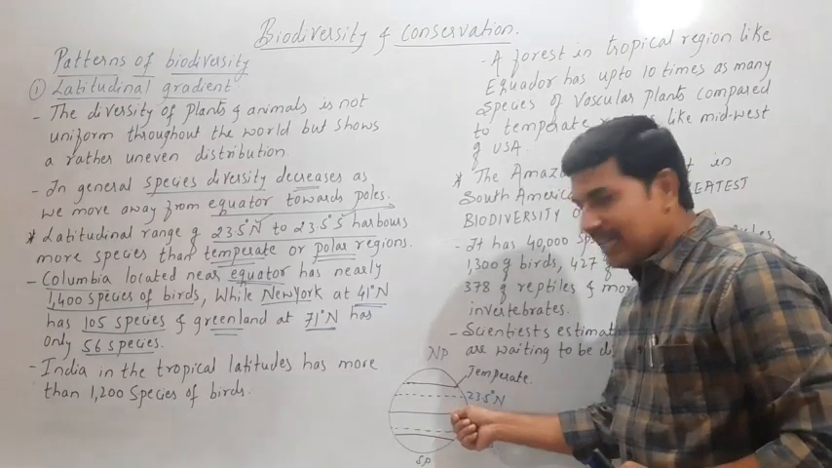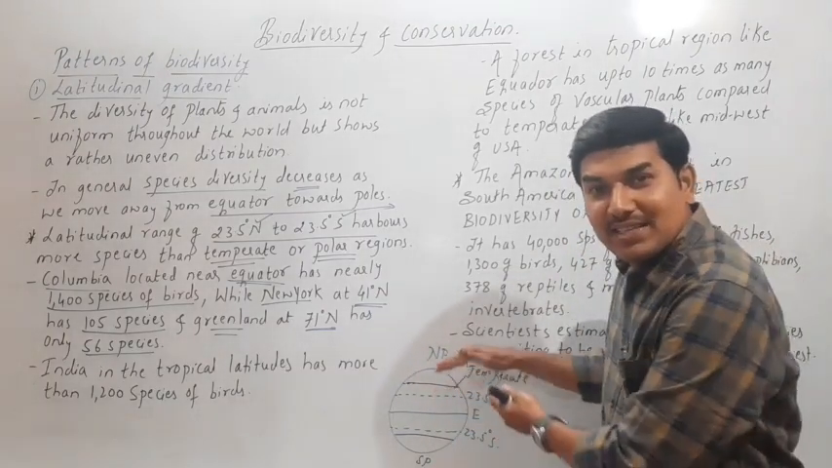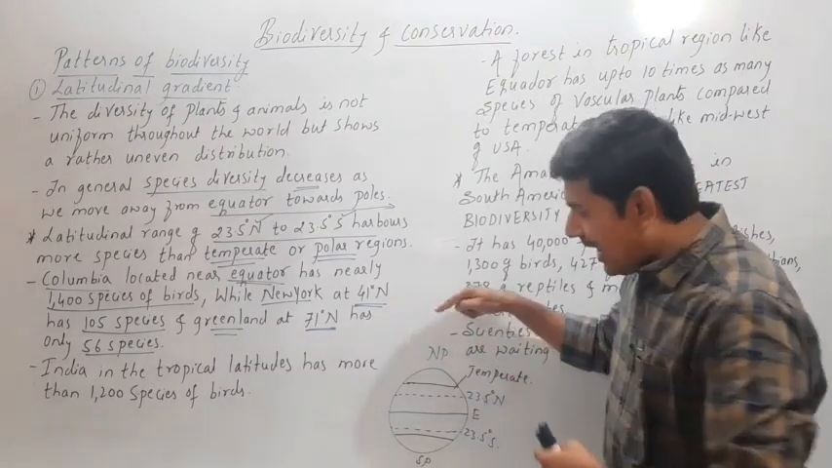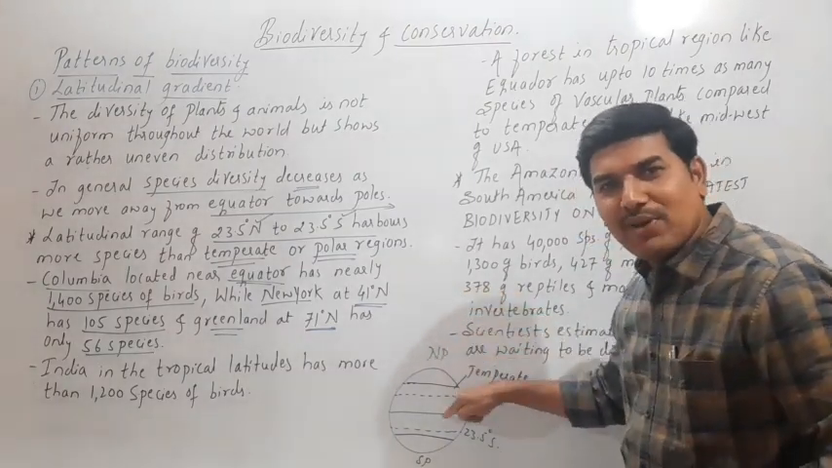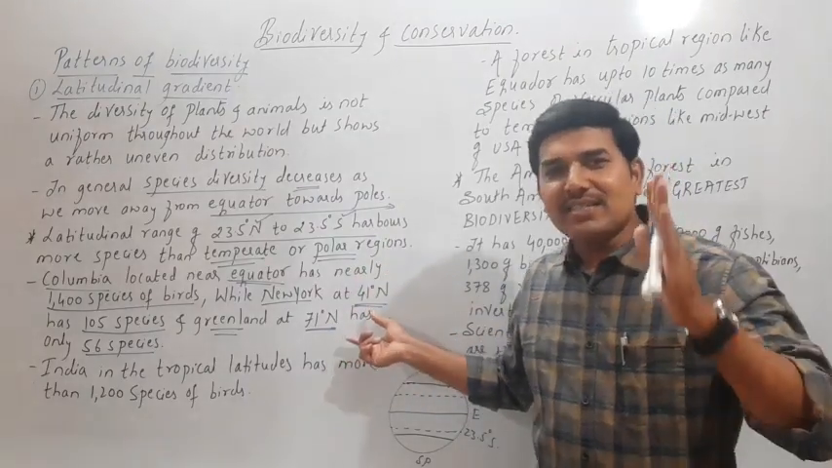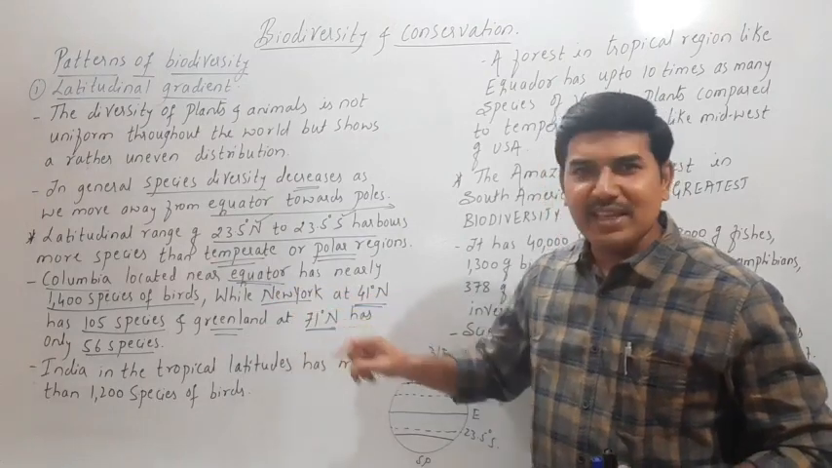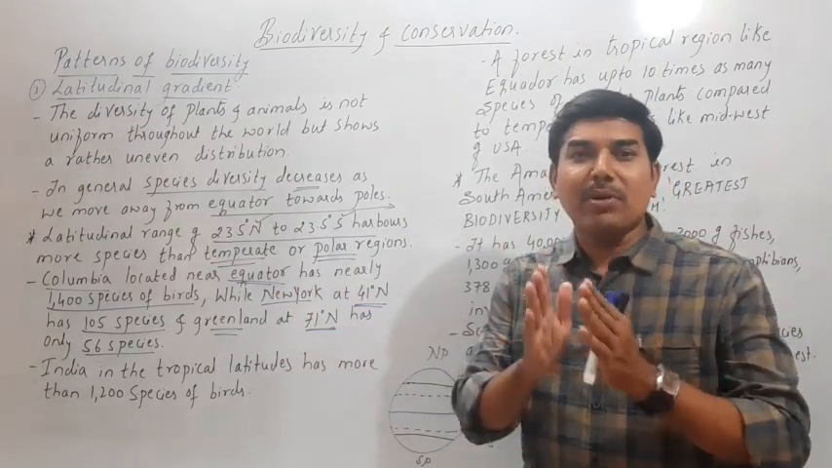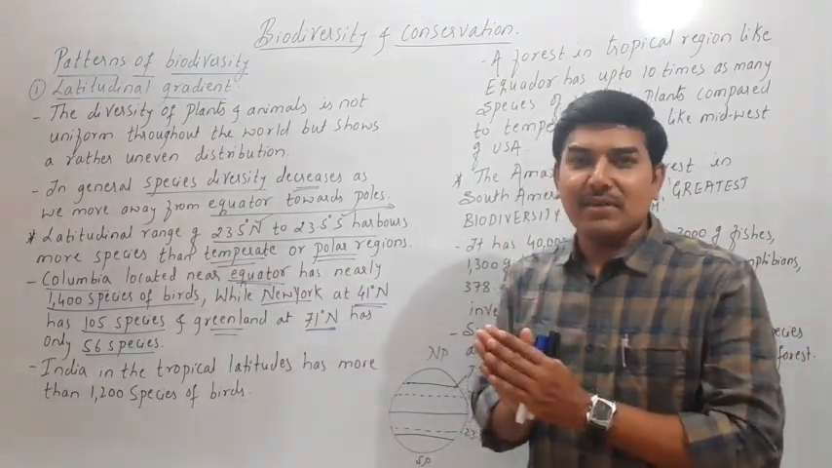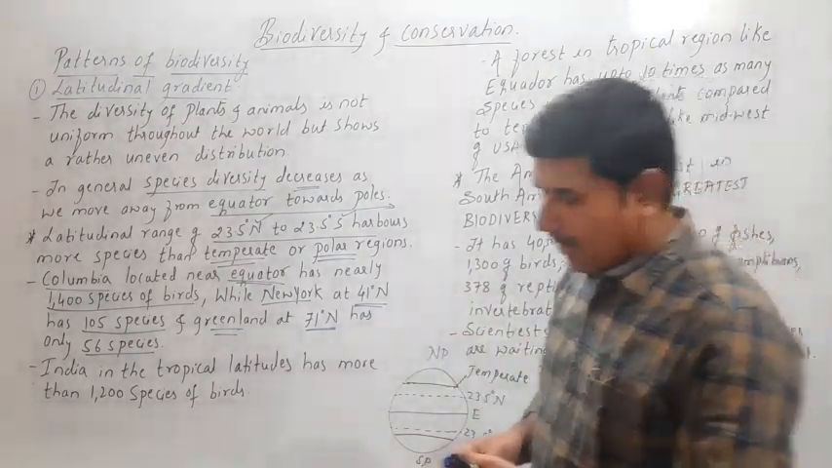That means as we move from the equatorial region towards the polar region, the species richness will decrease. As we move from polar regions towards the equator, the species richness will increase. This is a classical example quoted by the ecologists. And these are the facts and figures. You have to remember these numbers because they will be asked in the objective part. So this statement is most important.